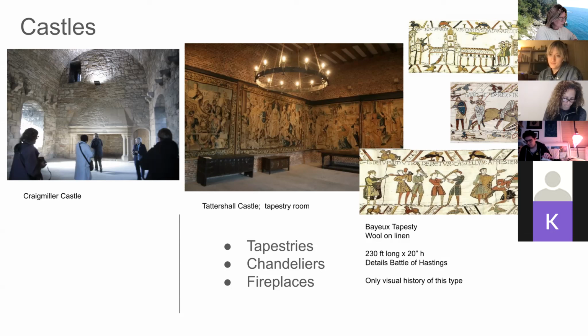which 230 feet long is pretty impressive. I was going to tell you a little bit about that. So the Duke of Normandy. So it was September, the Battle of Hastings, September 28th, 1066.